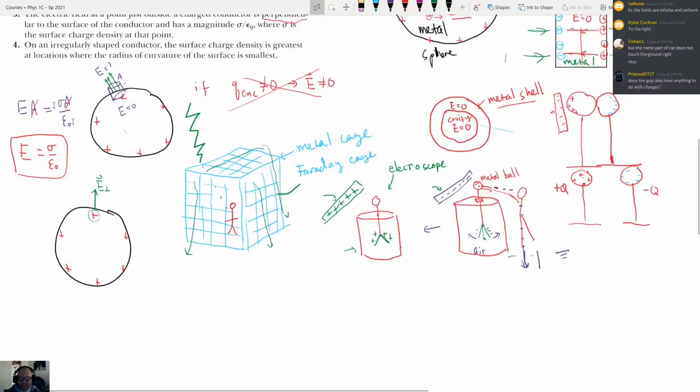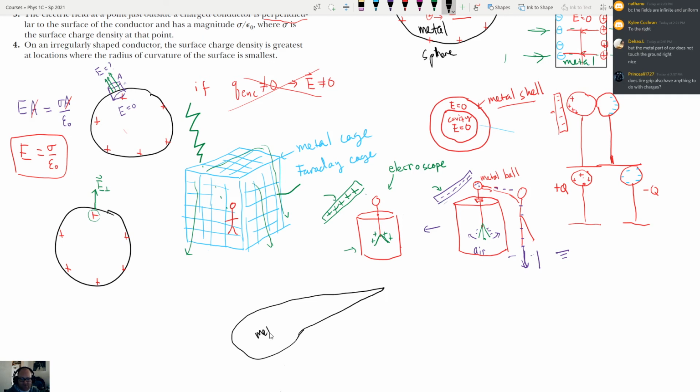Okay, so it says, on an irregularly shaped conductor, the surface charge density is greatest at locations where the radius of curvature is the smallest. Radius of curvature, if you don't know what it is, is a measure of how curvy something is, okay? So I'm going to take an object that is kind of widely curved on most of its parts, but we're going to have it come down to a very sharp point right here, like that, okay?